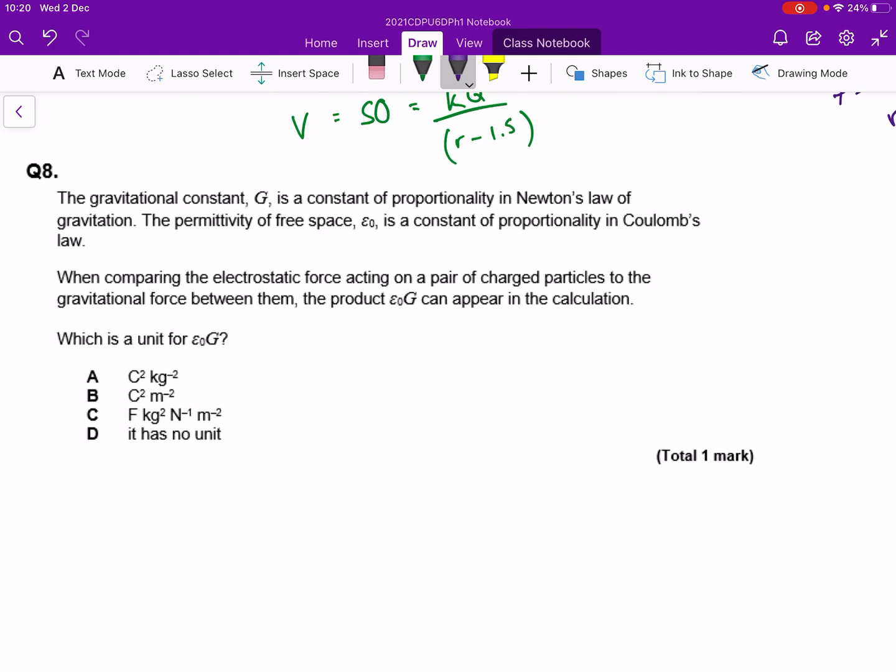Okay, next one, a unit for epsilon naught g. So let's write out the equation for gravity. This is G m m over r squared. Let's write out an equation for the electric force. This is k q q over r squared.